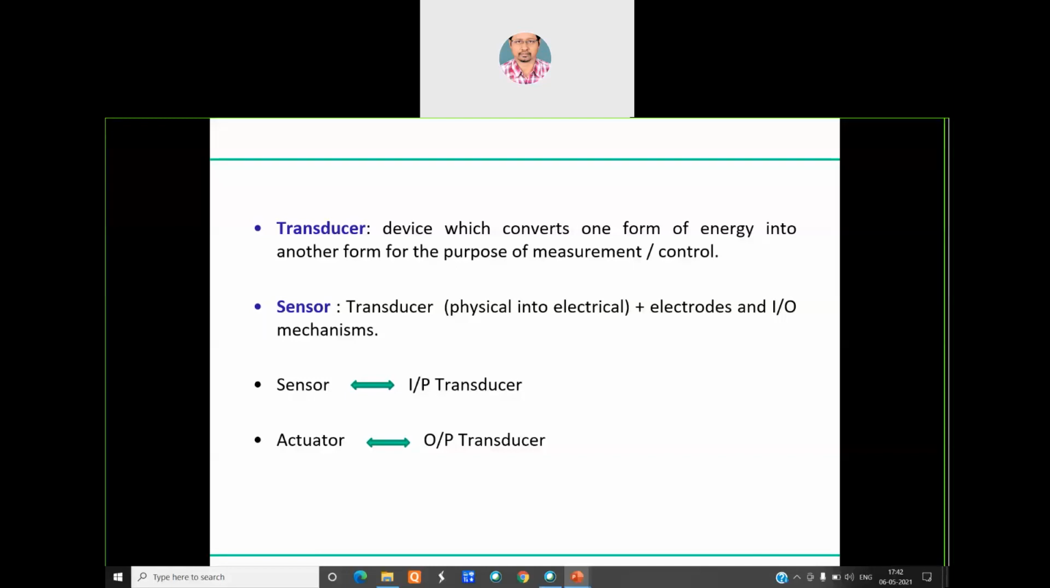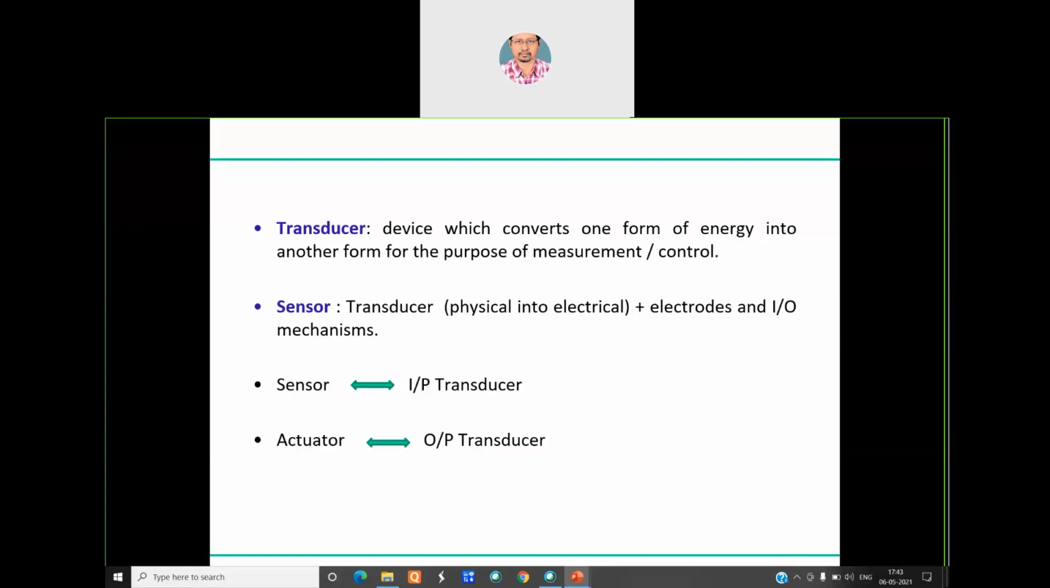That's why the sensor is sometimes also called the input transducer. From the industry there is physical data. That physical data is converted into electrical form and fed to the control system or the automation platform. That is called the sensor. So a sensor is nothing but a class of transducer.